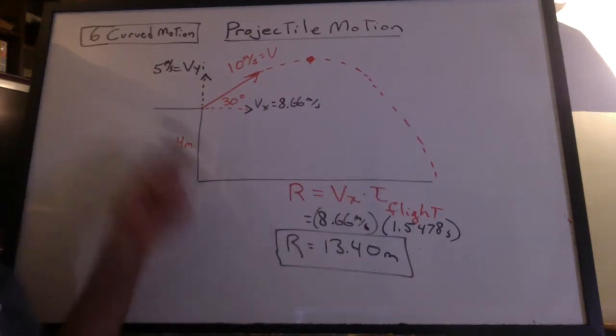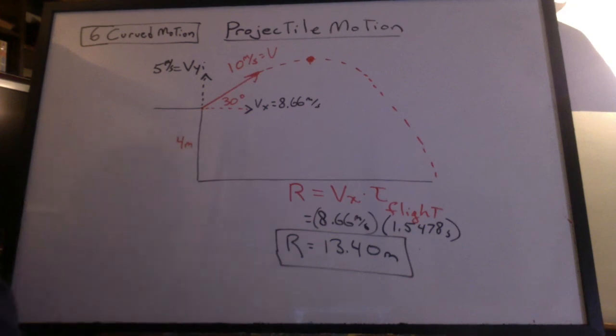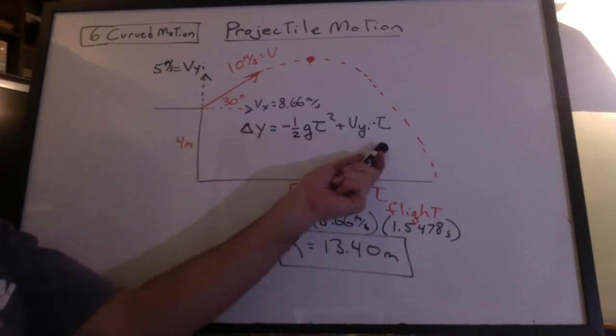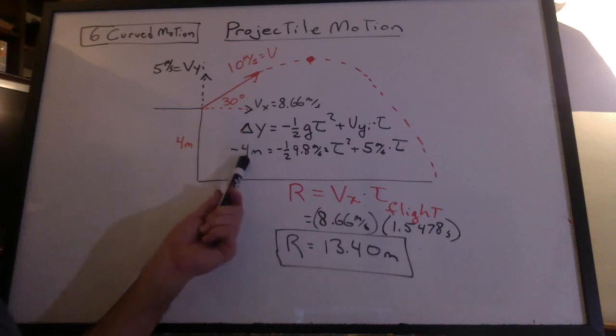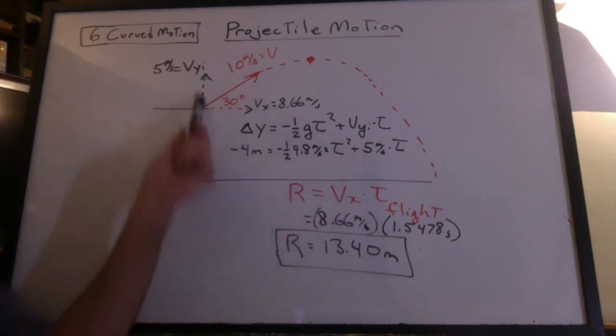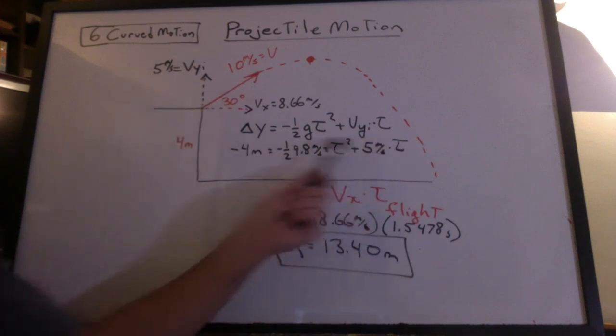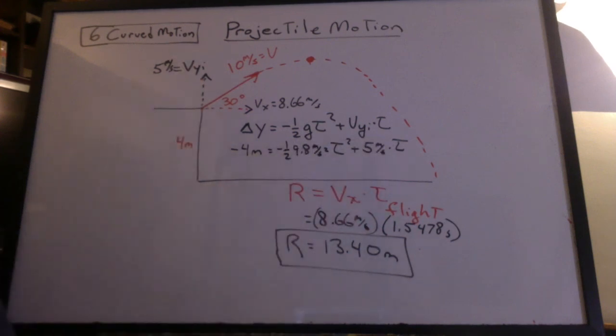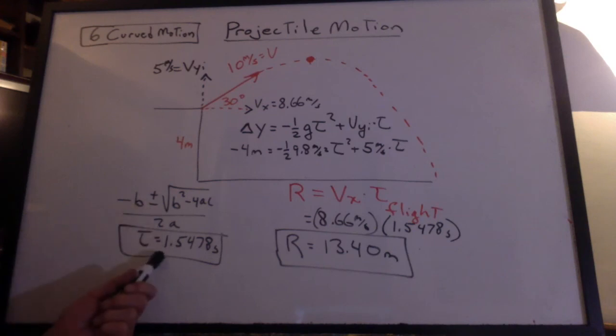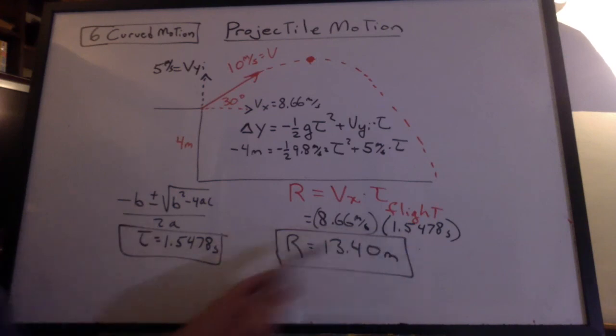Well, for some kids, that's just too many steps. So they'd rather do this. We have a displacement that's negative. We have an acceleration that's negative, but we have a positive initial velocity. And unfortunately, you have to use the quadratic formula to solve for t. If you do it, you're going to get 1.5478 seconds. So you'll get the same range.